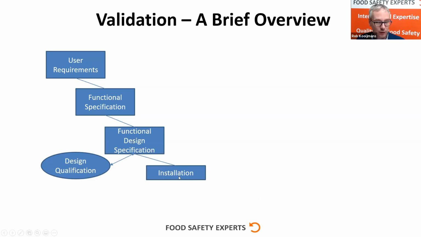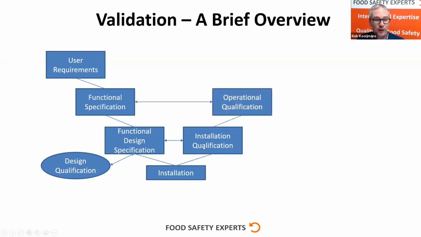Once you have installed it or have connected the equipment, then you can start doing the installation qualification, and you come back again to your functional design specification. Does it really work? And then you start operating it, and it comes more to the functions of the equipment, of the process. And you verify that whatever you've written down in the functional specification is actually working well. And those two together are quite often called the functional acceptance test.